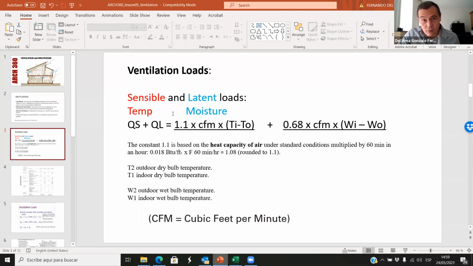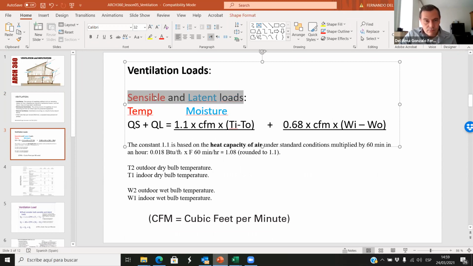And then we have the ventilation loads. You should remember that as well. We have sensible and latent loads. Sensible loads are related to temperature, and latent loads are related to moisture.